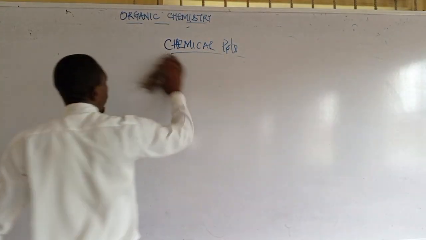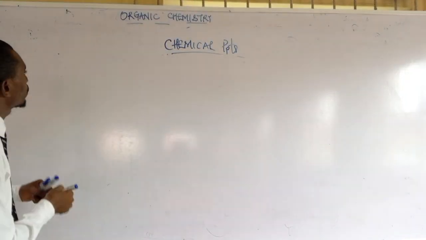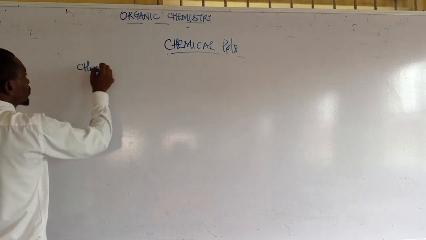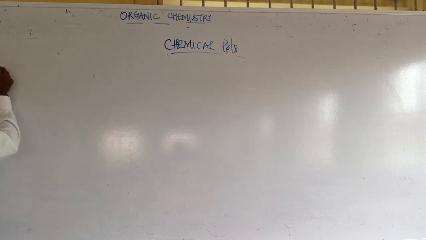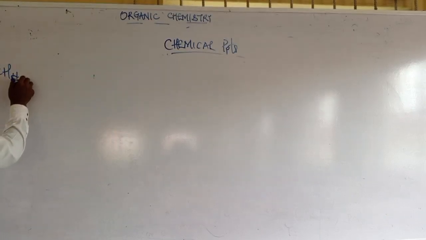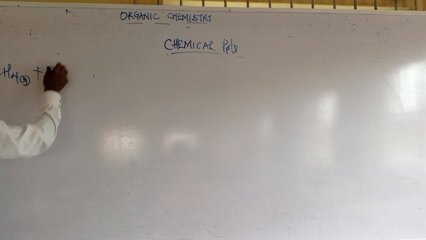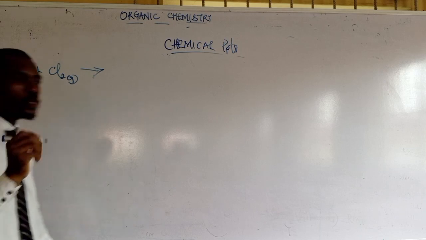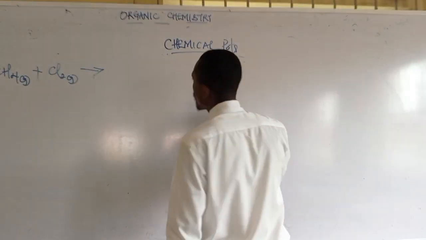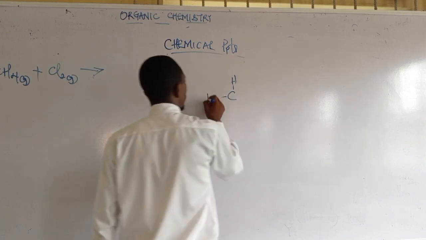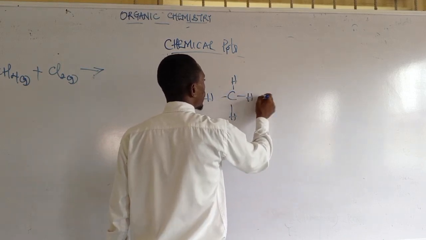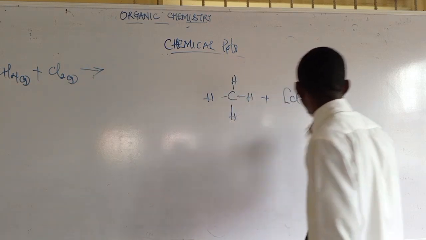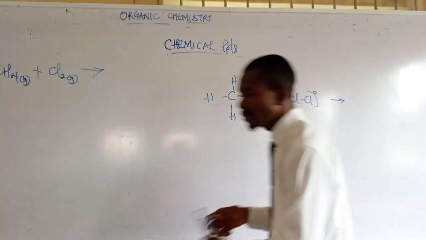Let's now look at chlorination reaction. So this is methane gas. We have CH4 plus chlorine gas. What is to be gotten? In substitution reaction, this is how you write it. So we have CH4 plus chlorine gas. What will be formed? Okay.